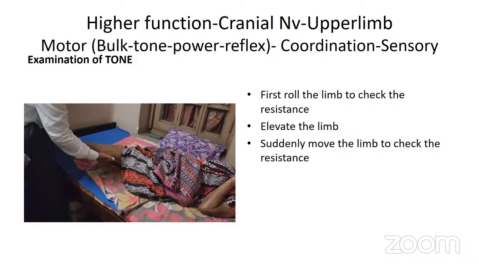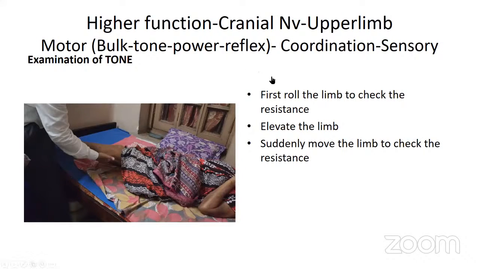But there is a fallacy. Why? Because there is some amount of rotation. Nutation and counter-nutation also occur below that line. So the modified Schober test that is done is 10 centimeters above the line joining the dimples of Venus and 5 centimeters below. So 10 above, 5 below, 15 centimeters. Ask the patient to bend forward and again check whether there is a 50% increase of that distance or not. This is the modified Schober test.